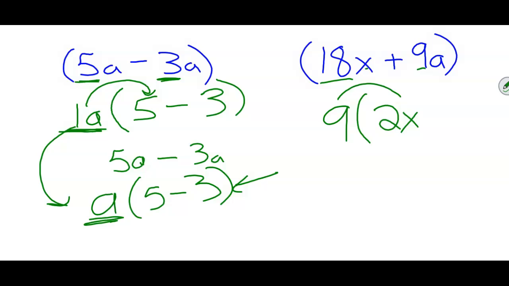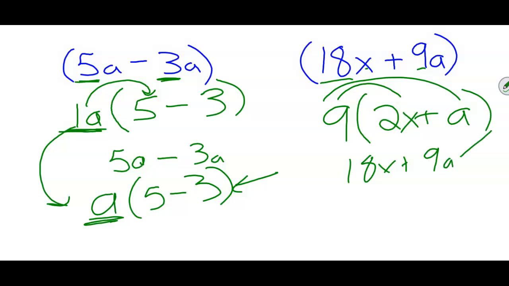All right. Then we're going to have plus what? Caleb. A. Yes, it's going to be just a. The reason it's just a, if you wrote 1a, it's not incorrect. It is a correct answer. You just will never see it written like that. That's 18x plus 9a. We all right with that?